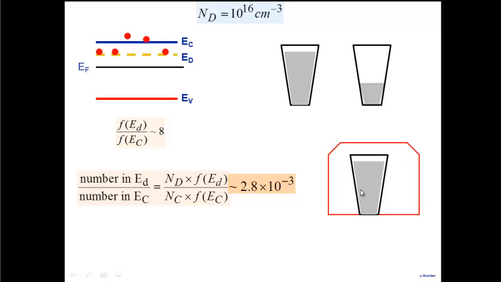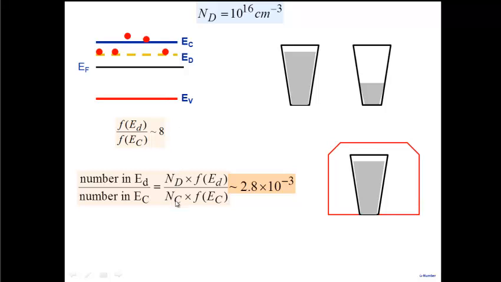So you are saying that this number of states is important, and here also the issue of whether all the donor atoms ionize or not is related not just to ED, but is related to the number of states here and the number of states here. ND and NC tell you how many states there are at ND and at NC. So whether a donor atom ionizes or not depends on ED, where ED is with respect to EC, but it depends crucially on this ratio here.